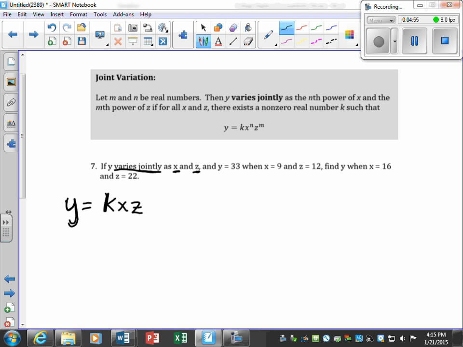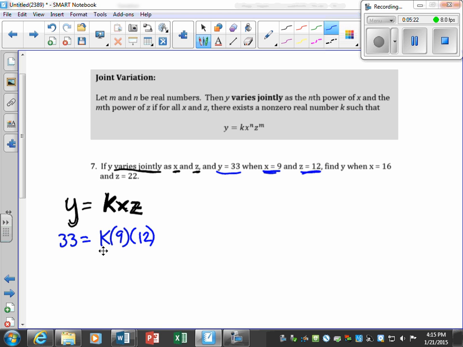Okay, so y varies jointly. Of course, the k is always in our variation problems. That's our constant term, and then it says as x and z. So it just says we're going to have more than one variable. Okay, we have our equation, and the process is plug in the first values. Y equals 33. The k we're looking for, x is 9, z is 12.